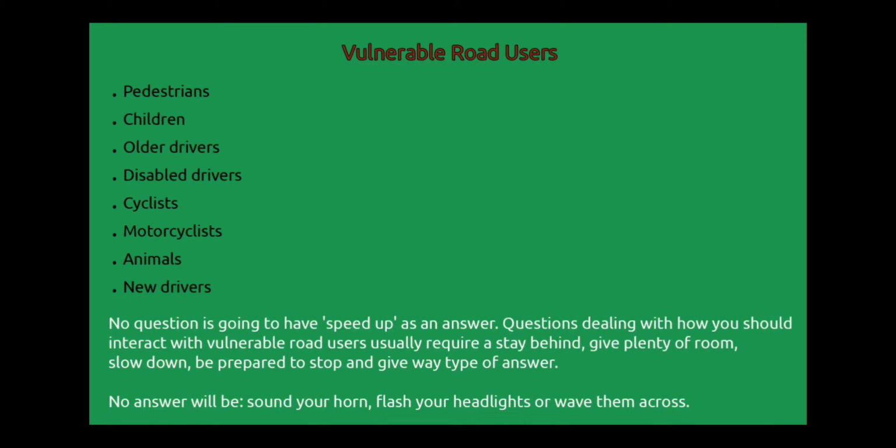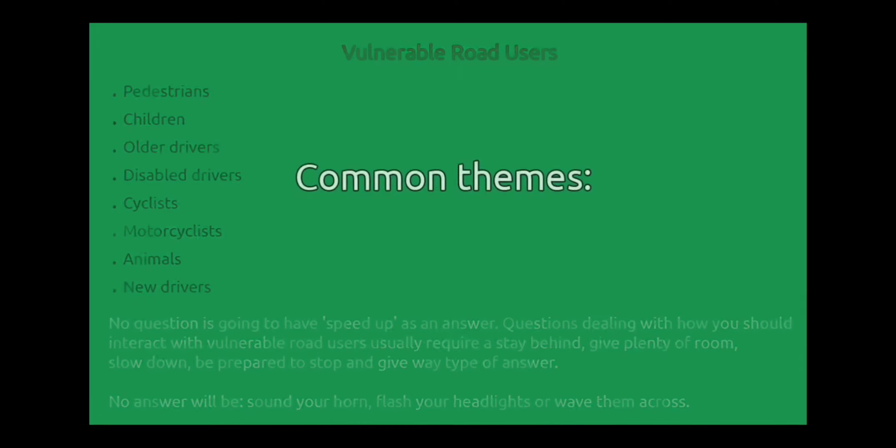Vulnerable road users. Pedestrians, children, older drivers, disabled drivers, cyclists, motorcyclists, animals, new drivers are all considered to be vulnerable road users. No question is going to have speed up as an answer. Questions dealing with how you should interact with vulnerable road users usually require a stay behind, give plenty of room, slow down, be prepared to stop and give way type of answer. No answer will be sound your horn, flash your headlights, or wave them across.